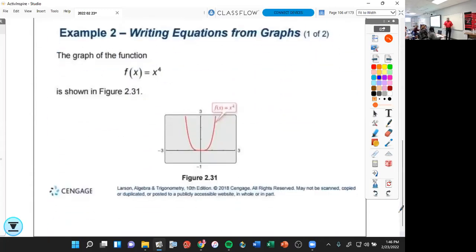f of x equals x to the 4th. That's what it looks like. Did you already know that? Is that not the same thing as x squared? It's flatter at the bottom. Okay. It's still curving continuously. Why does it appear to be flatter at the bottom? No, there's no compression here. Because it's also a lot steeper.